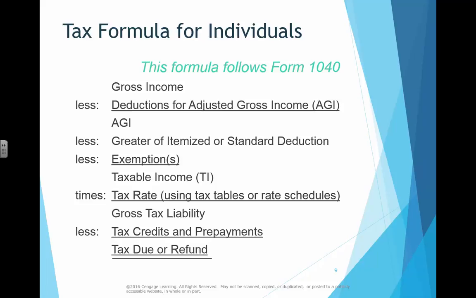So AGI, bottom number on the front page of the 1040, right? Adjusted gross income, I'm going to call that AGI. Flip to the second page, top number, same number, AGI. Next line item, well, with a number, 40. Itemized deductions or standard deduction. That's right here. It's the greater of your itemized or standard deduction. Well, what the heck is that?